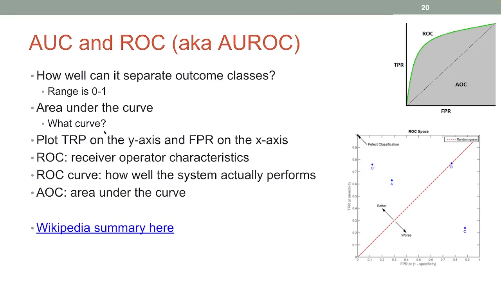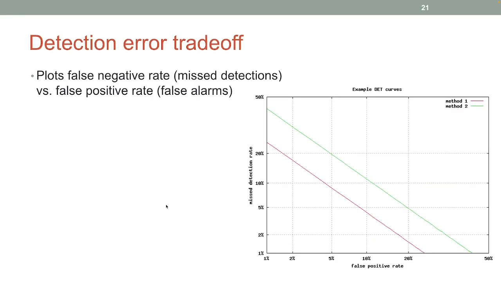There's another way to do that with this graph here, called detection error trade-off. It plots false negative rate, the missed detections, versus false positive rate, the false alarms. And so we want to minimize both of those. We want the lines, for example, these two systems or two methods, right? The farther the line is to the top right, the worse the system is. So the farther down to the bottom left, the better the system is.